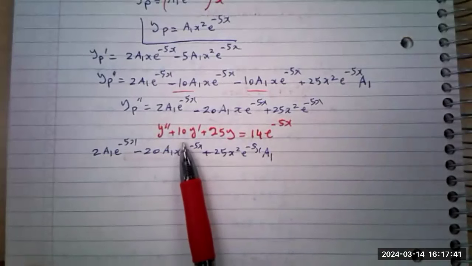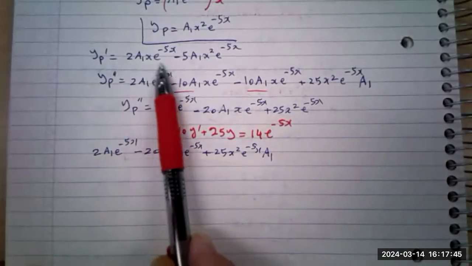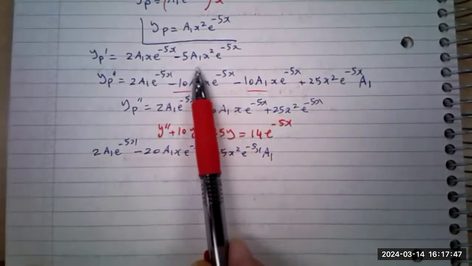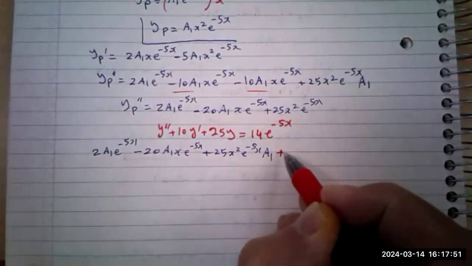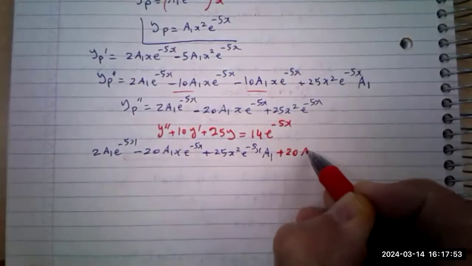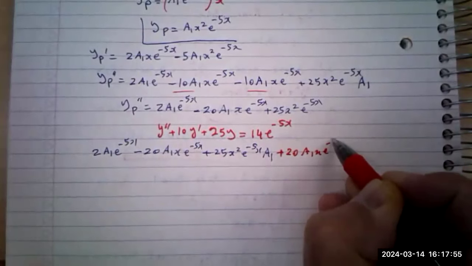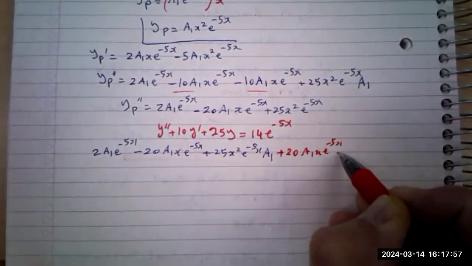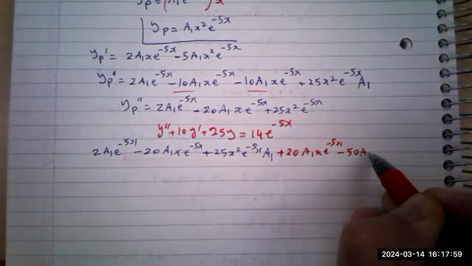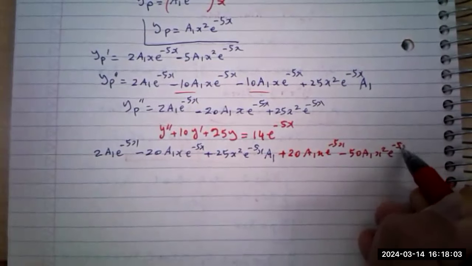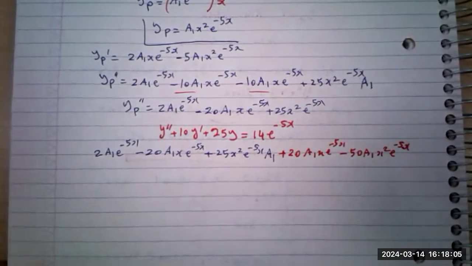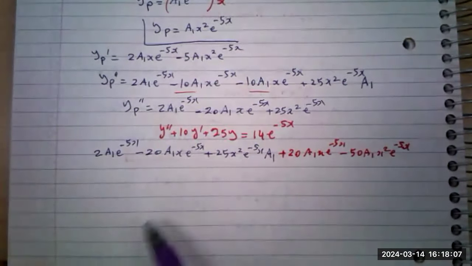Now we continue with 10y prime. I'm going to multiply by 10 the y prime. This is your y prime. Multiply by 10 and you add it here. So 10 times 2 would be 20. So it's going to be 20 a1 x e to the negative 5x and minus 50 a1 x squared e to the negative 5x. Okay, so this is where I substitute 10y prime.